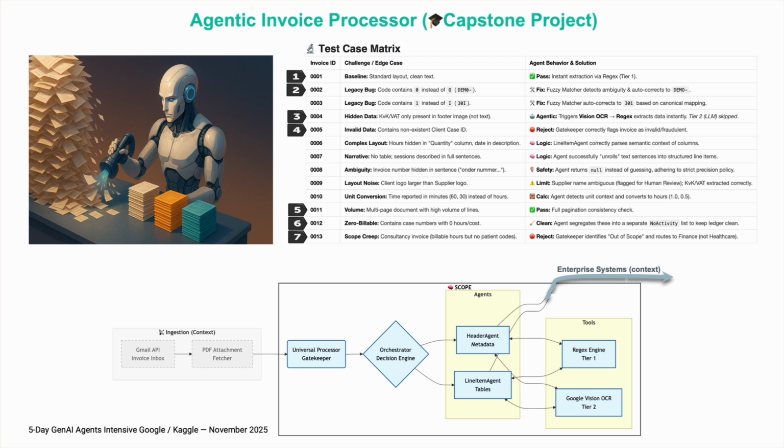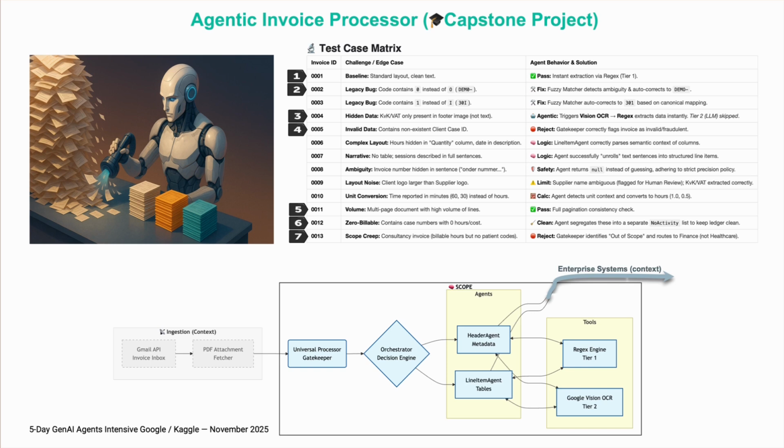But here's the twist. When data is missing or hidden in images, it triggers a tiered self-correction. It runs OCR, but then attempts zero-cost regex extraction first, using the LLM only as a last resort.